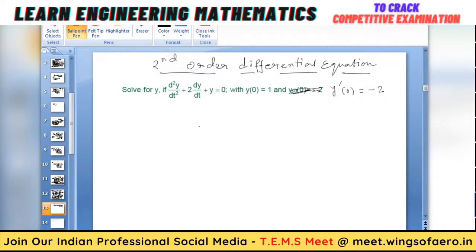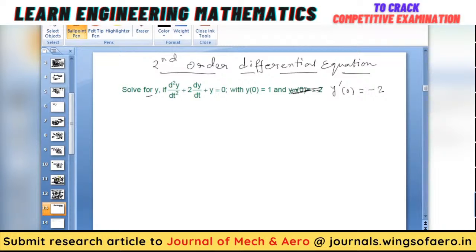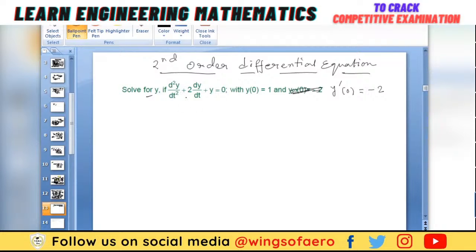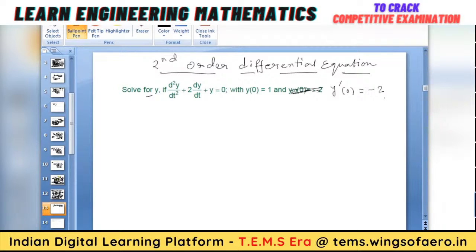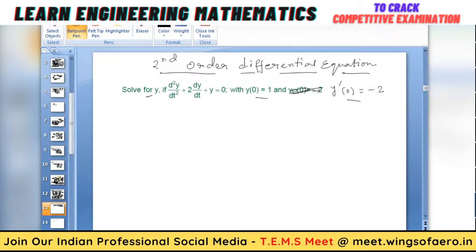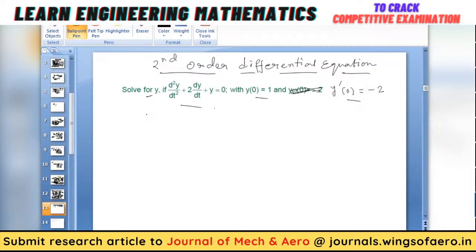Okay, so let's go to the second order differential equation. Solve for y. That is, you need to find out the value of y. If d2y/dt2 plus 2 into dy/dt plus y equal to 0 with y(0) equal to 1 and y'(0) equal to minus 2. Two initial conditions are given to you and you need to find out the solution of the differential equation. Can you solve it?